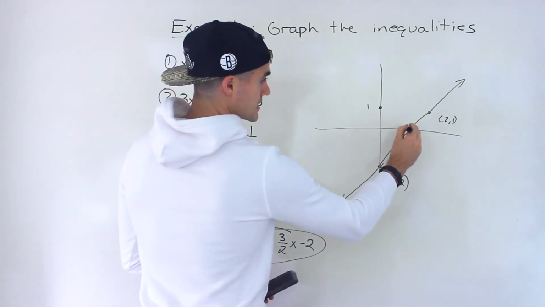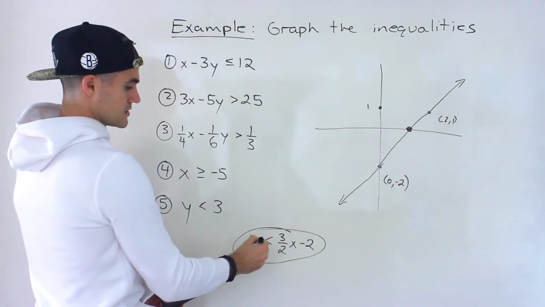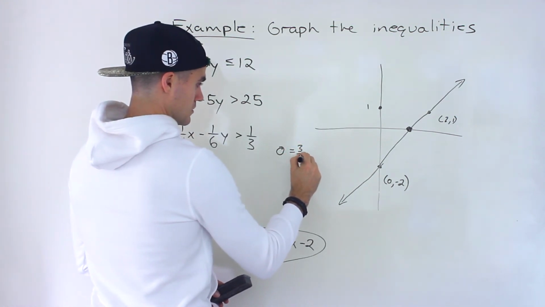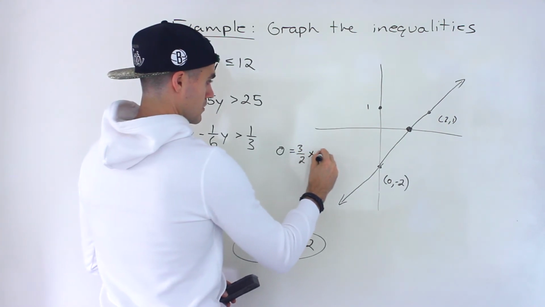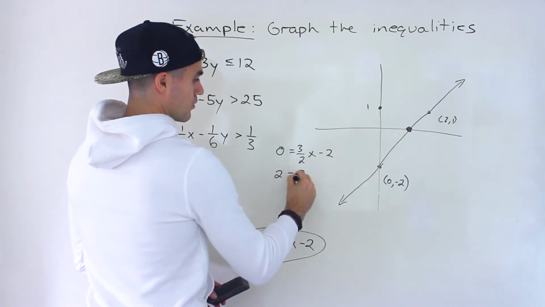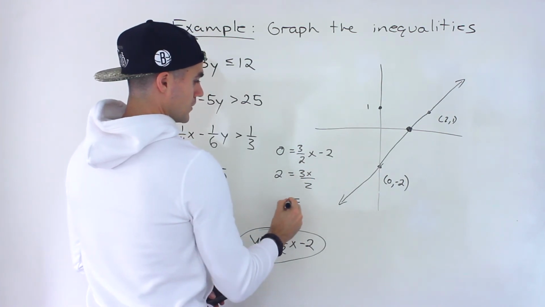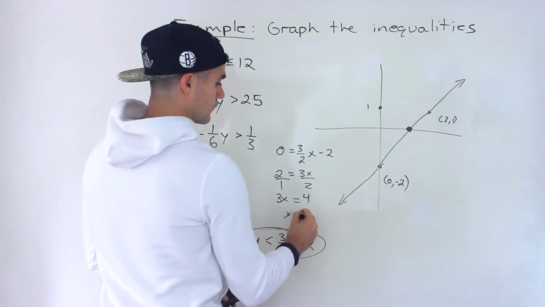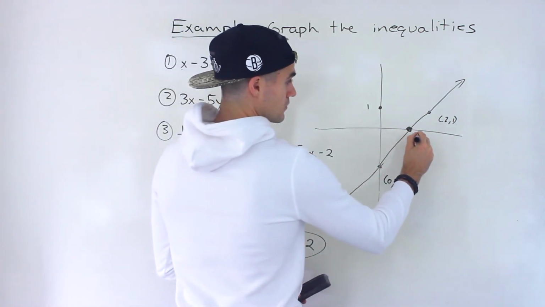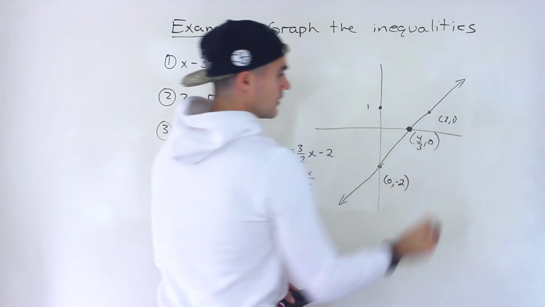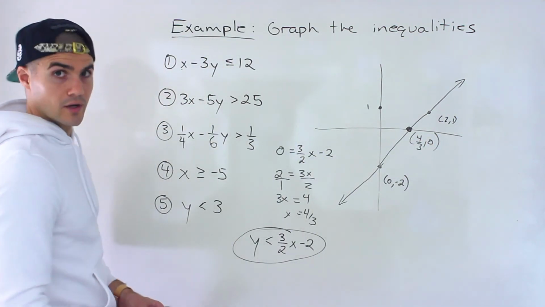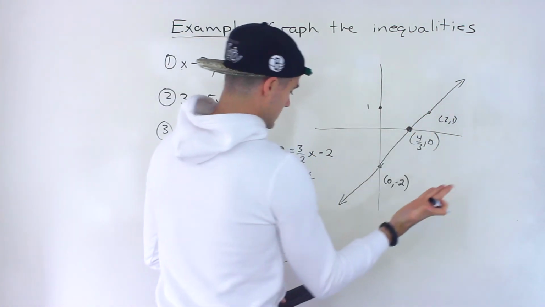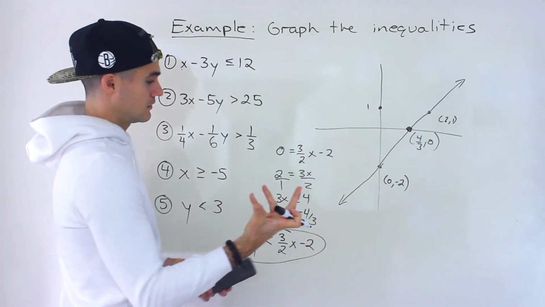We could have also gotten this intercept here. We could have plugged in 0 for y and changed this to an equation. Bring the 2 over, 3x over 2, and when we cross multiply we'd end up with 3x equals 4, so x equals 4 over 3, or 1.33. So the intercept is (4 over 3, 0). Right, you could have done that too. So different ways, just make sure when you're graphing this line, you're graphing the correct line.